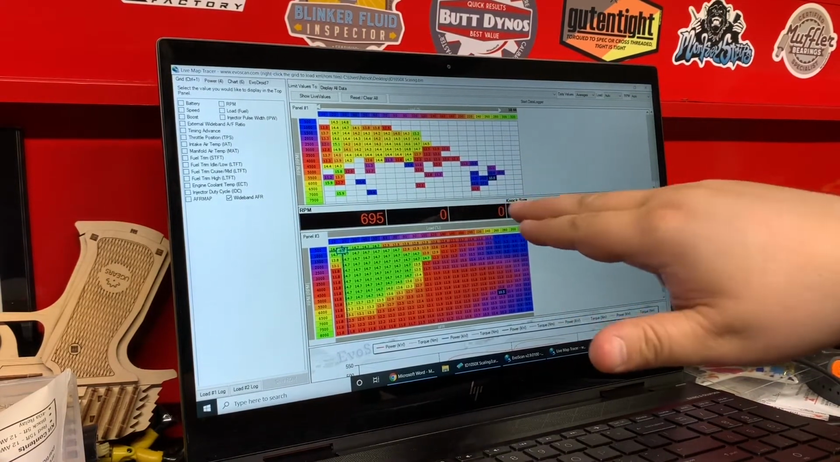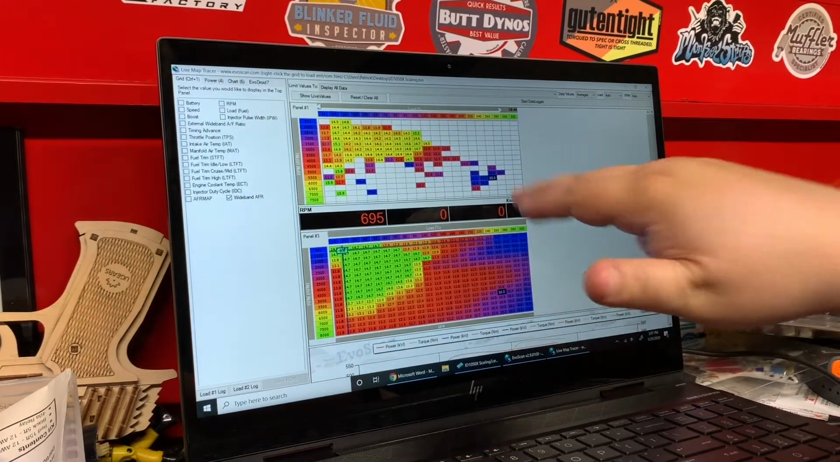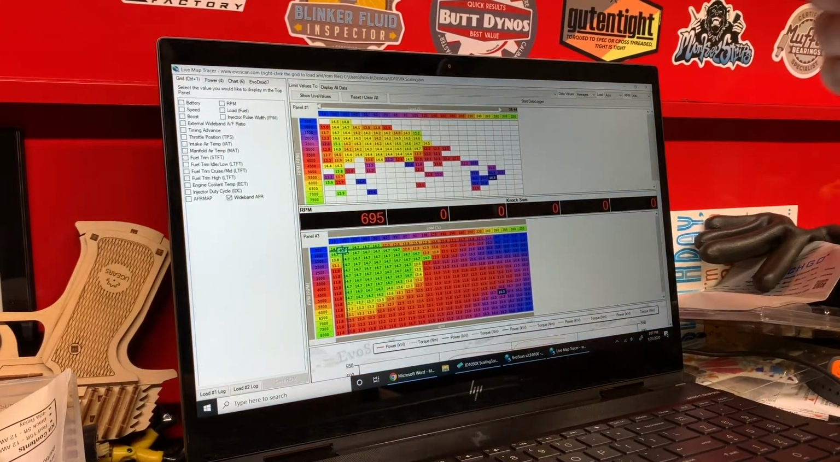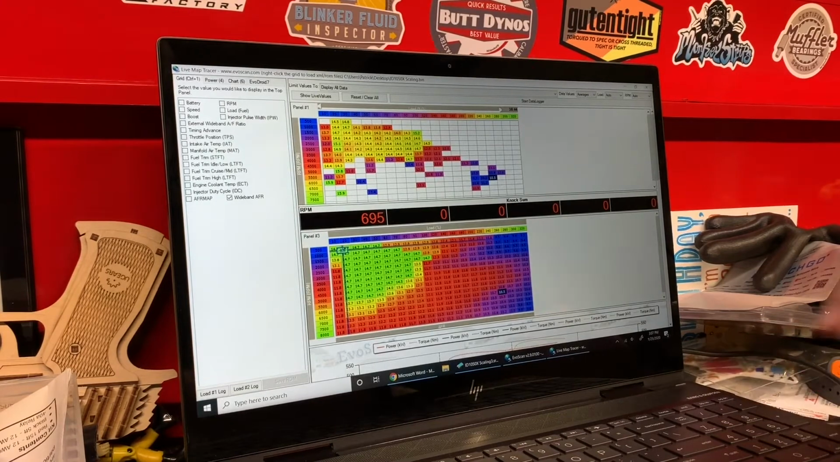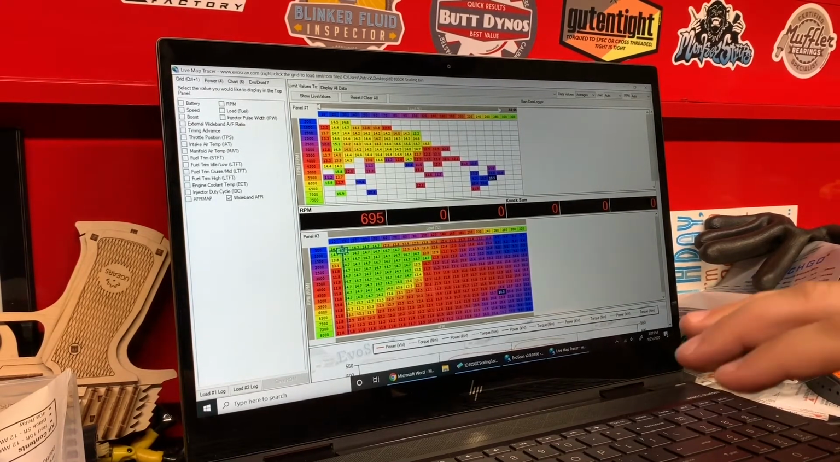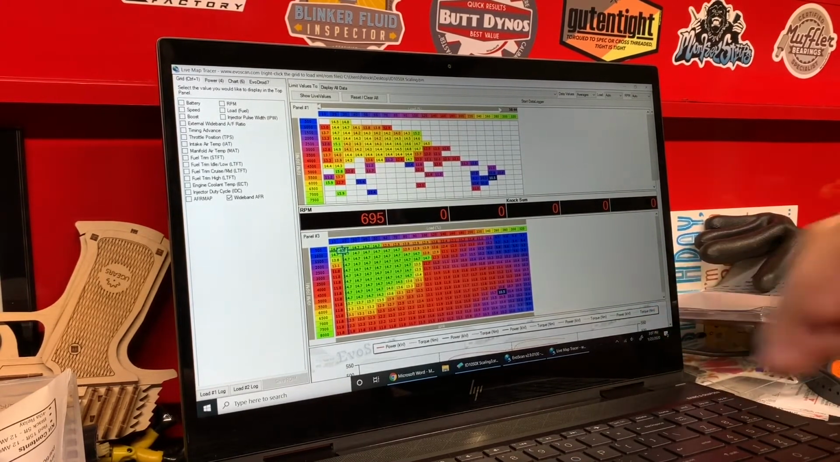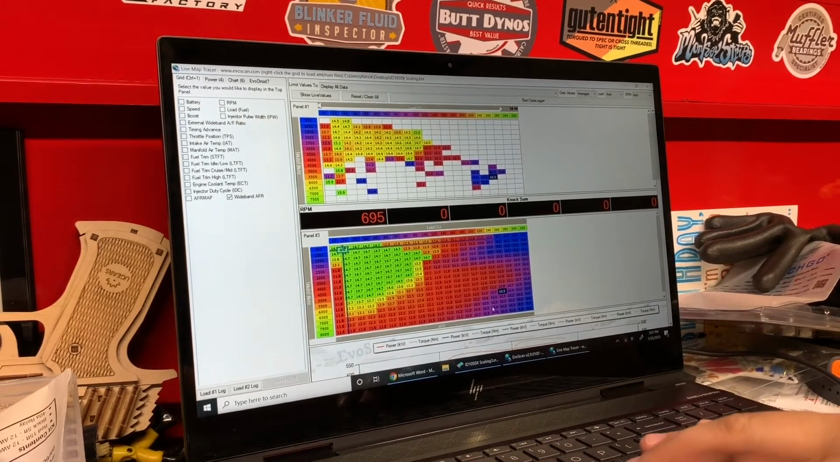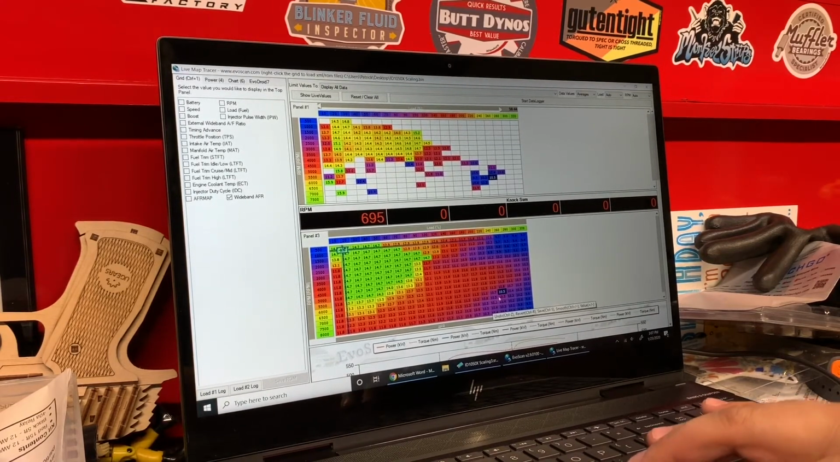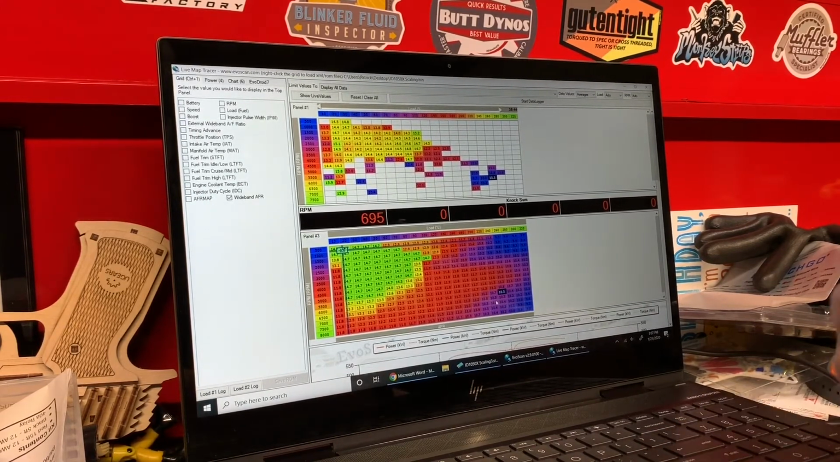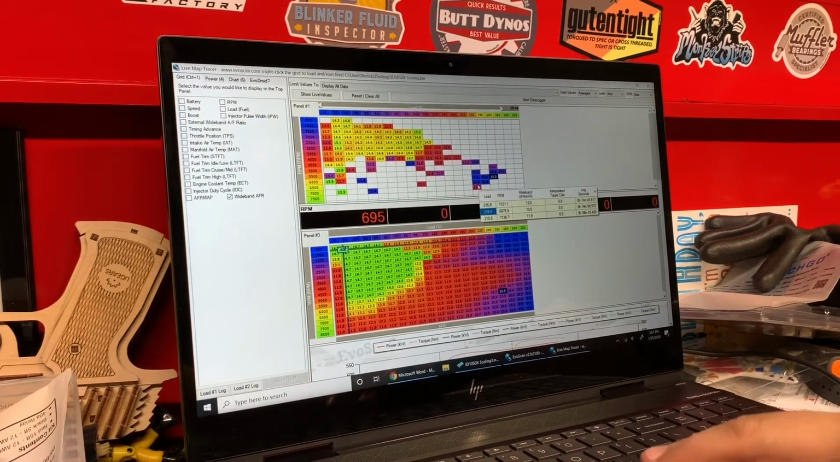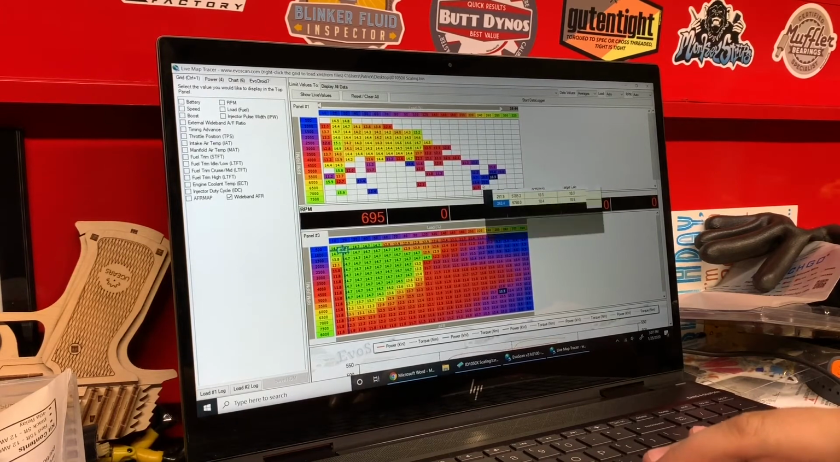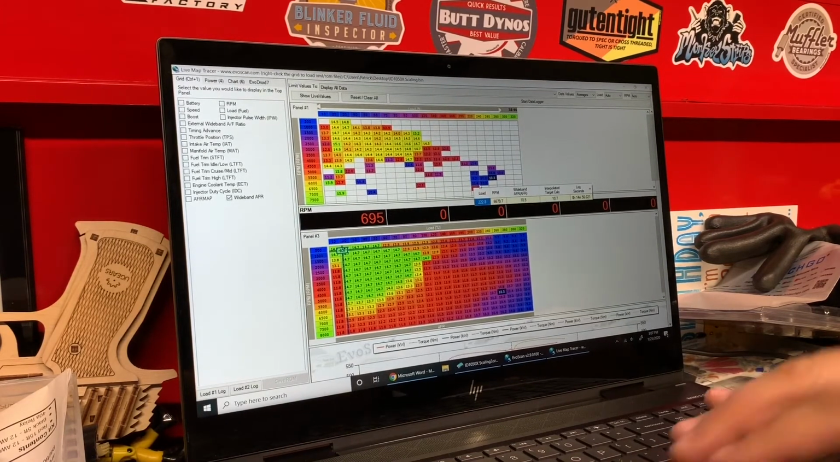But what's actually on the map is pretty much close to what I'm getting on the wideband, which is good. What that tells me is that in my original setup, with the stock injectors and stock fuel pump, I was probably maxed out on my injector duty cycle here, and I kept adding fuel in this part of the table to make sure I had the right AFR. I remember when I had this tune originally, it was more like mid 11s in this range, not in the 10s.